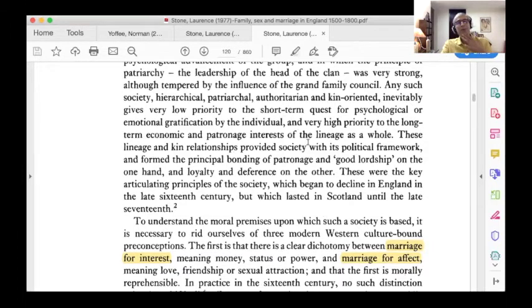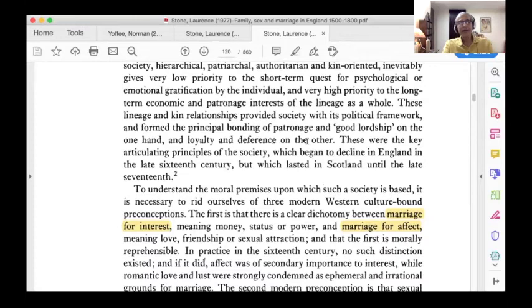And in the rest of this chapter, what Stone is emphasizing repeatedly is that, especially among the property classes, it becomes very important to maintain certain rules, certain structures, where individual autonomy, one might say, is far less important, not perhaps recognized, not even articulated as such, compared to the interests of the lineage as a whole. And this begins to decline in England in the late 16th century, lasting in Scotland until the late 17th.